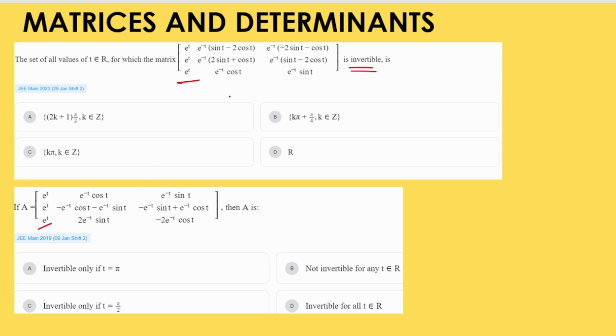What I'm trying to say is this question is all about asking invertible for what values of t, and here they are asking whether it is invertible or not invertible for different values of t, right? This question is almost the same. They've just changed the sentence here and there. This was asked 2023, 29th January, shift number 2. This was asked in 2019.